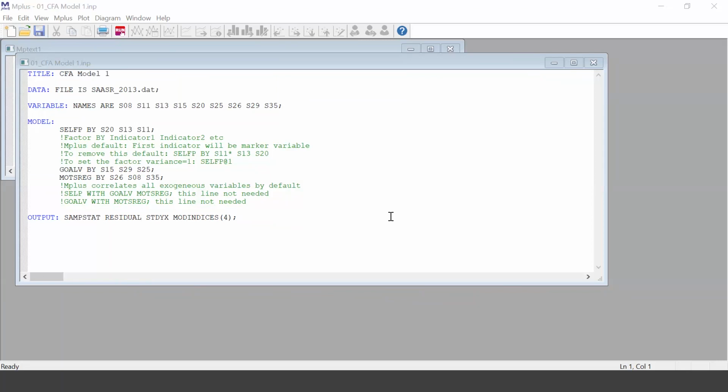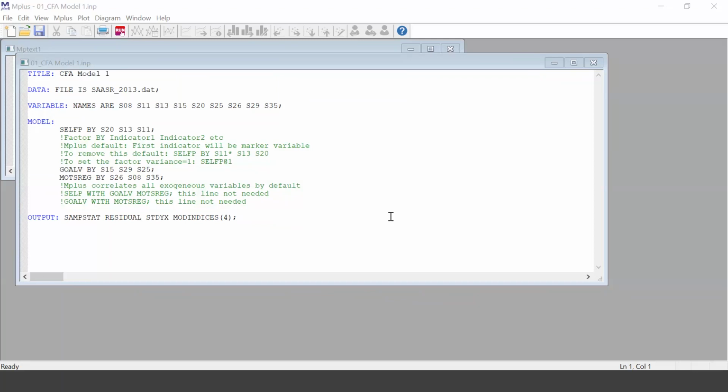So in the model command, I'm going to tell Mplus which factors are measured by which items. And so now we see a new command in Mplus. That's the by command. By is short for measured by. Remember, we talked about last time, on is short for regressed on. By is short for measured by.